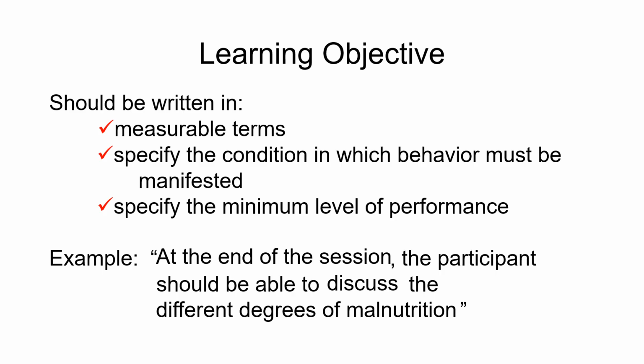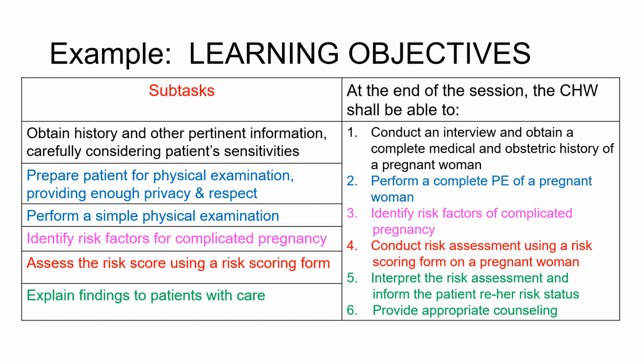For example, at the end of the session, the participants should be able to discuss the different degrees of malnutrition. Discuss is the action verb, at the end of the session is the condition, and different degrees of malnutrition is the minimum level of performance. So the learning objectives for the course correspond to the list of subtasks identified in the previous exercise.